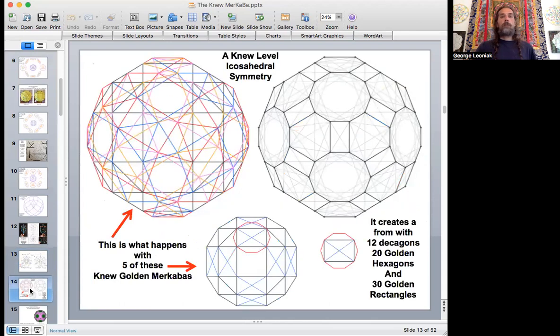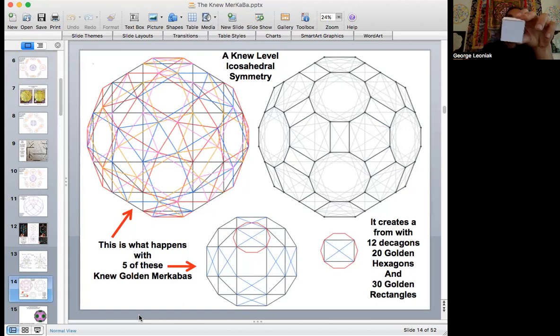But let's continue on now to see what happens when we take that single form that I did here, the New Golden Merkaba. What's going to happen when we take it to a new level and expand it into icosahedral symmetry? So we're basically going to take our, just like a cube, right, and a dodecahedron. See, a dodecahedron has 5 cubes in it. This cube just slides right in and we have 1.